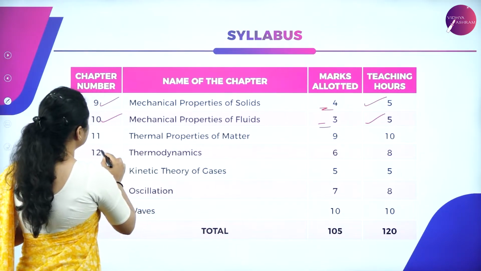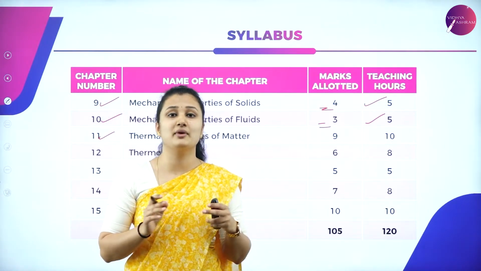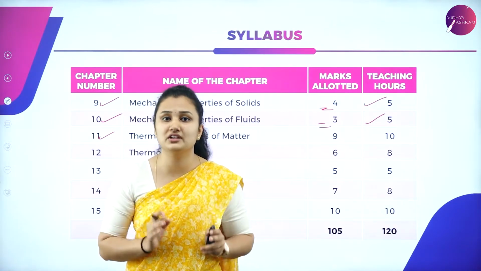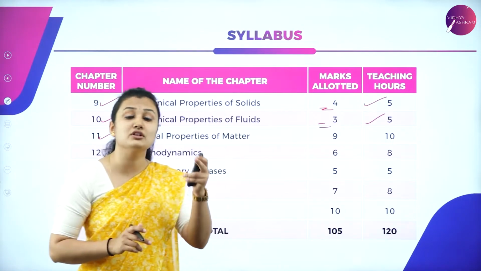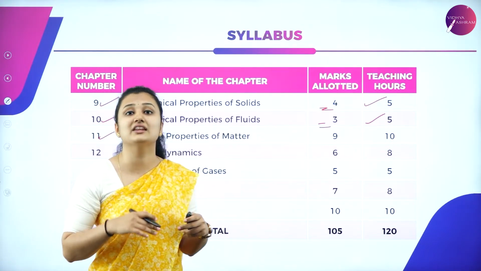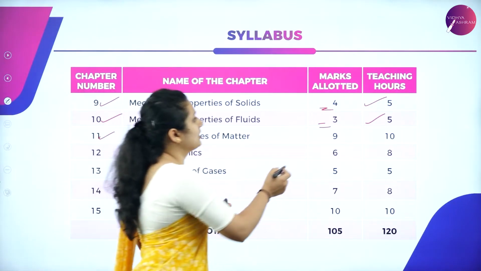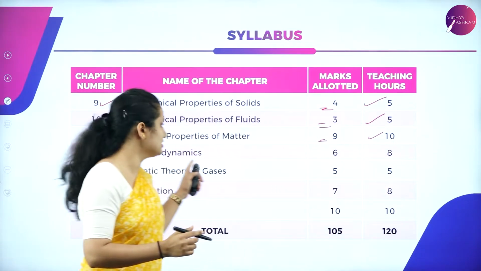Next you have thermal properties of matter. In thermal properties of matter, you learn the measurement of temperature, heat transfer, and the different modes of heat transfer, that is conduction, convection, radiation, and Newton's law of cooling, which you will be performing in practical class as well. All these will be discussed in the 11th chapter, which has the weightage of 9, and I need 10 classes to complete this chapter.